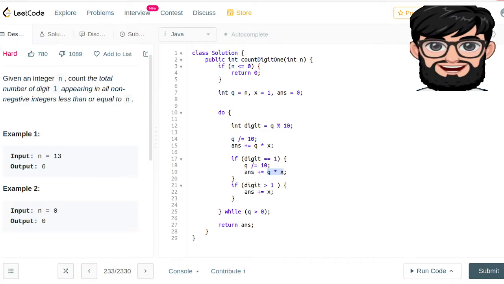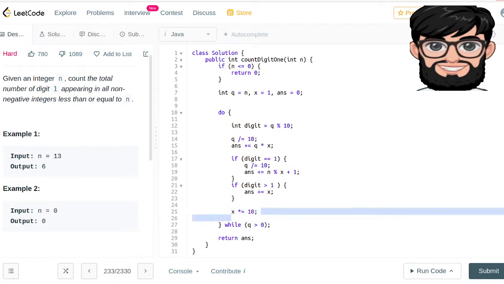Sorry, if it is equal to 1, actually what we need to do here is n modulus x plus 1, and x multiplied by equal to 10. Every single time we're gonna be multiplying x by 10, so it is increasing by the power of 10, 100. So it is gonna get multiplied by 10 every single time. Let's see if that works.